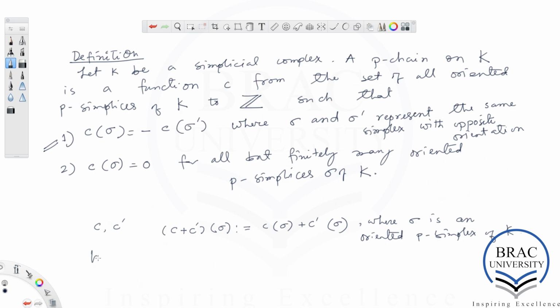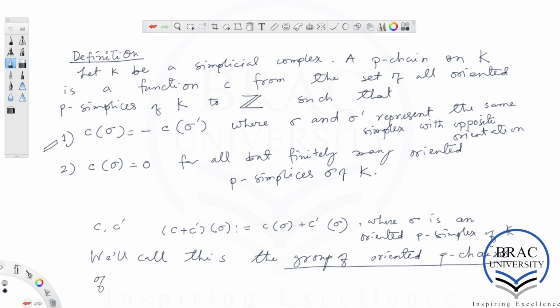So we will call this the group of oriented p chains of K, and denote it by Cp of K.